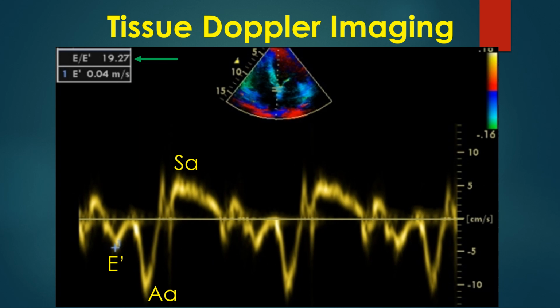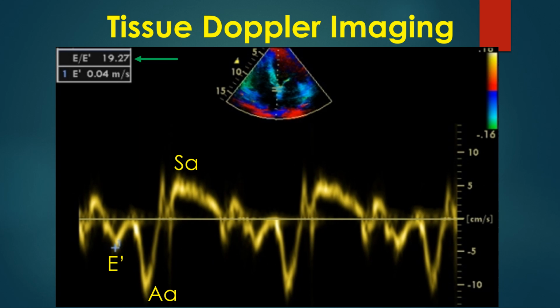E by E prime at lateral mitral annulus more than 10 and E by E prime more than 15 at the septal mitral annulus indicates left ventricular diastolic dysfunction. E by E prime values less than 8 would indicate normal left ventricular diastolic function. The yellow tracing is pulsed wave tissue Doppler imaging. First negative wave is the mitral E prime. The next negative wave after E prime occurs during atrial contraction and is designated AA.